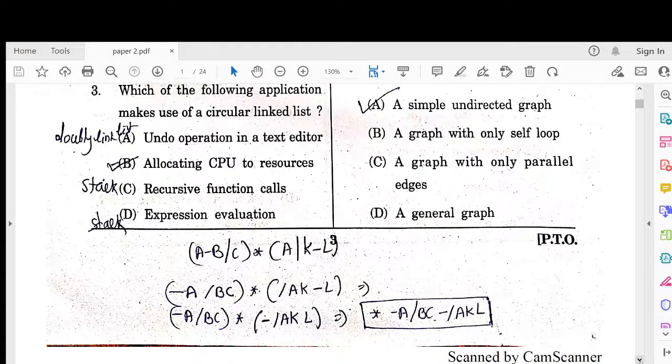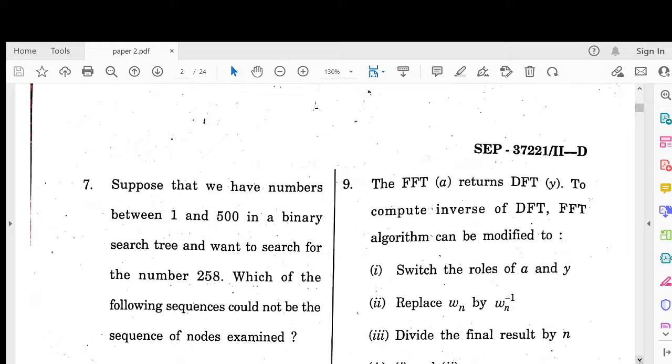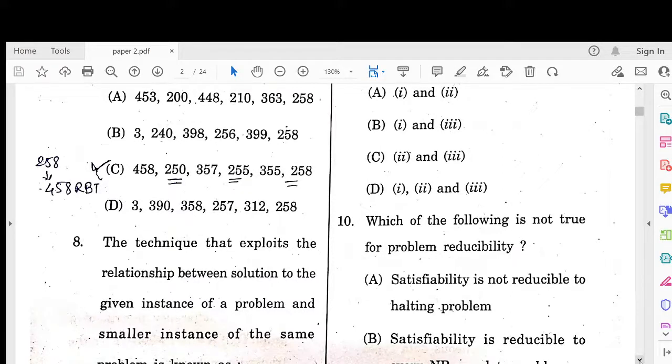Question number 6. A is the adjacency matrix. Then G is option A, simple undirected graph. Question number 7. We are given the numbers 1 to 500 in a binary search tree. The sequence of nodes not to be examined is given. Option B is the correct answer. 3, 240 and so on.